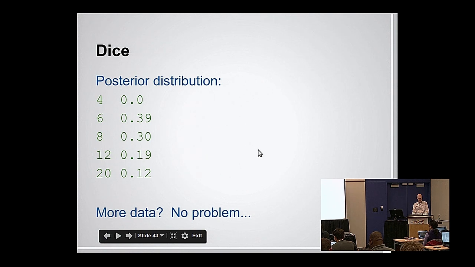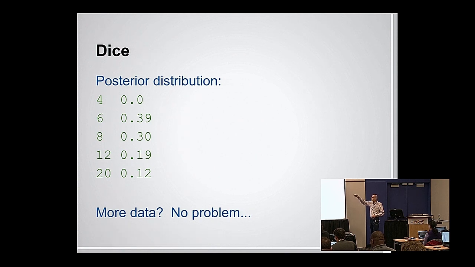There we go. 6-sided die is looking very likely. The 8-sided die a little bit less. 12 a little bit less, and 20 a little bit less. The fact that we saw a low number suggests that it might not be the 20-sided die, which is a little bit non-obvious. The 20-sided die has certainly not been ruled out, but it's less likely than the 6. Make sense? So that's what the posterior looks like.